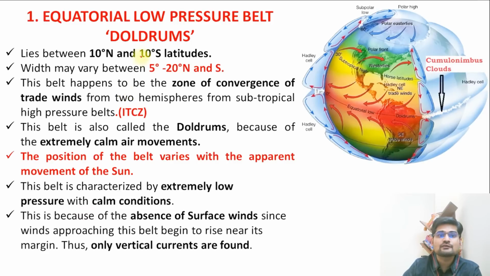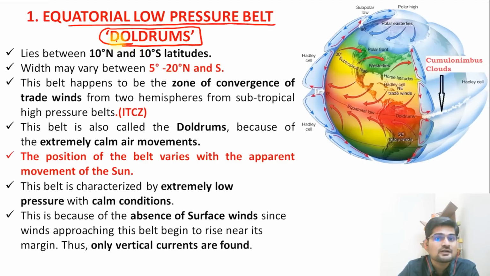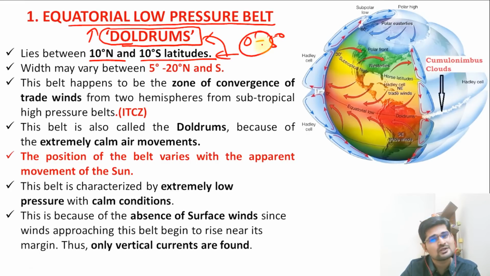So the first one is the equatorial low pressure belt, and a very important point that we remember is that it is called doldrums. So what is the extent of this particular low pressure belt? This is 10 degrees north to 10 degrees south, right? And this zone is also known as the doldrums. In many places it is 0 to 5 degrees north and south. That is a particular zone where there is extreme calm air. So for that reason it is called doldrums.